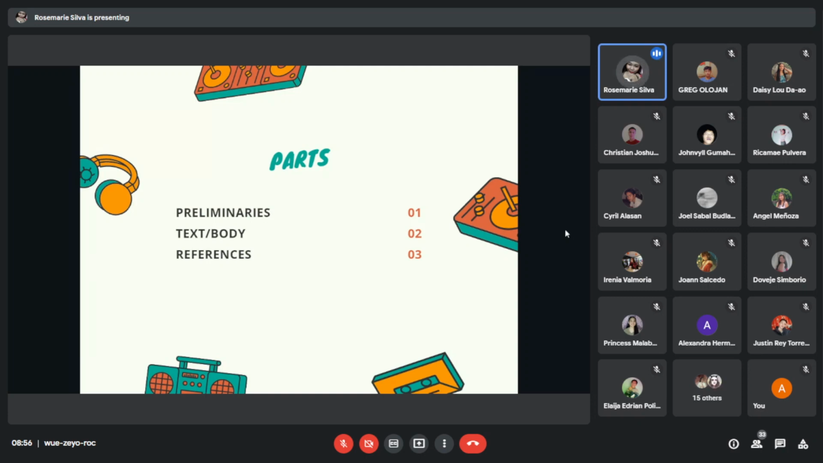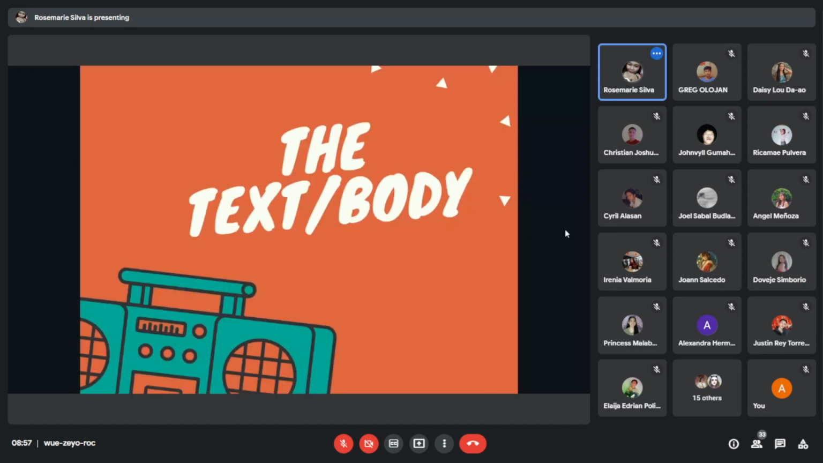Next is the text or the body. Muna siya si chapter 1 to 5. So the text or the body are the chapters 1 to 5. And then the references, muna siya ang katong mga appendices, mga references, curriculum vitae, and then katong mga copies sa questionnaire. Those are the references. Muna siya ang last nga part sa research paper.